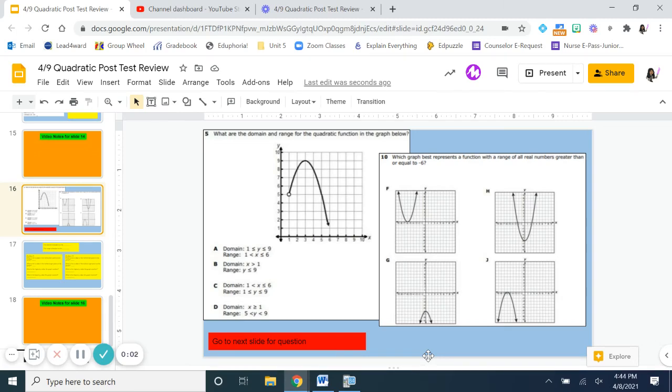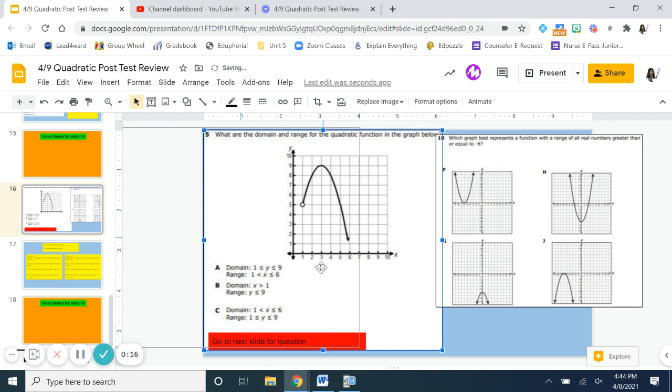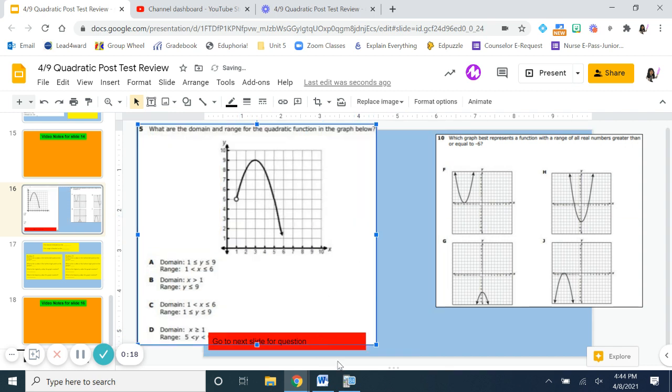All right, guys, last set of problems. So right now we're going to look at problem number 5 and problem number 10. Okay, I want to look at problem 5 first. So I'm going to move that one out of the way and make this one just a little bit bigger. All right, I'll move that out of the way so it's not in the way.